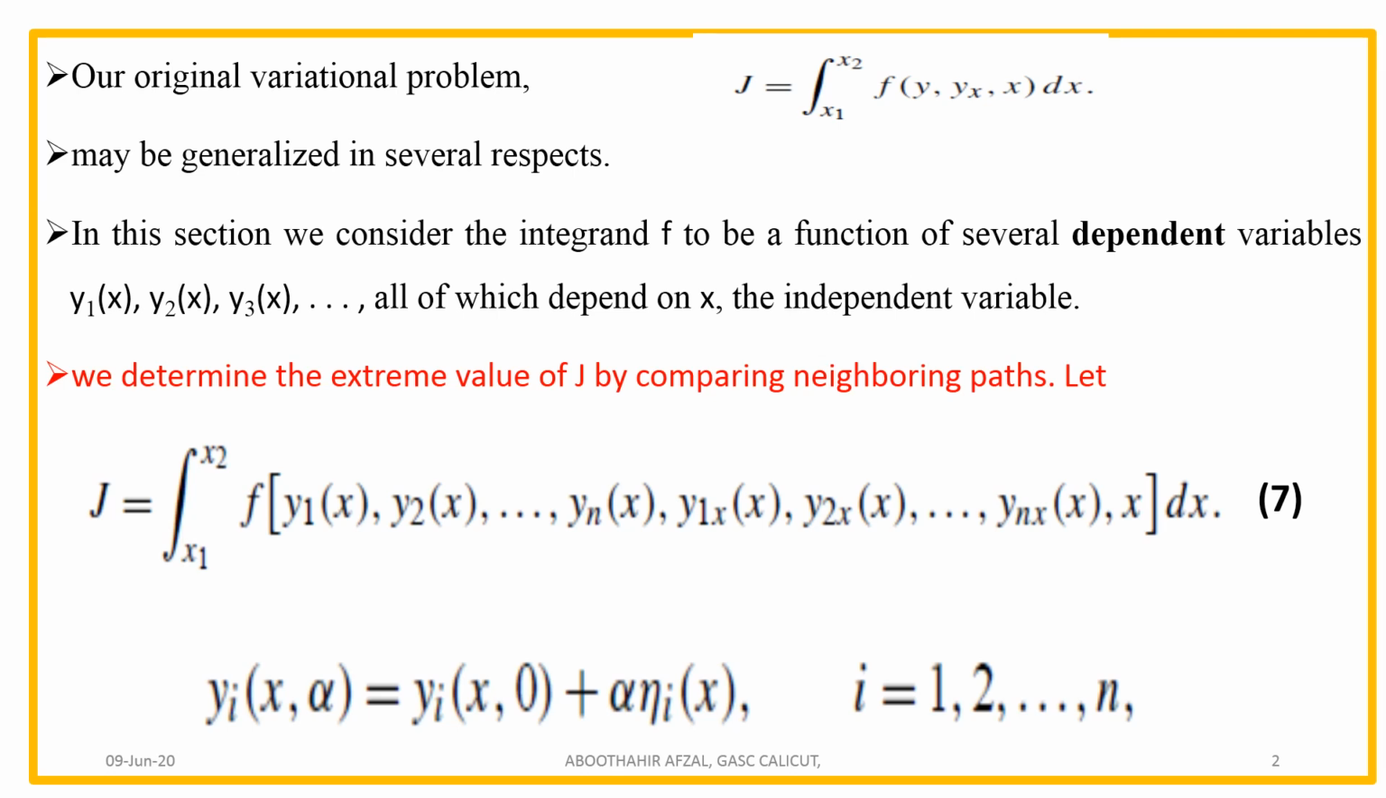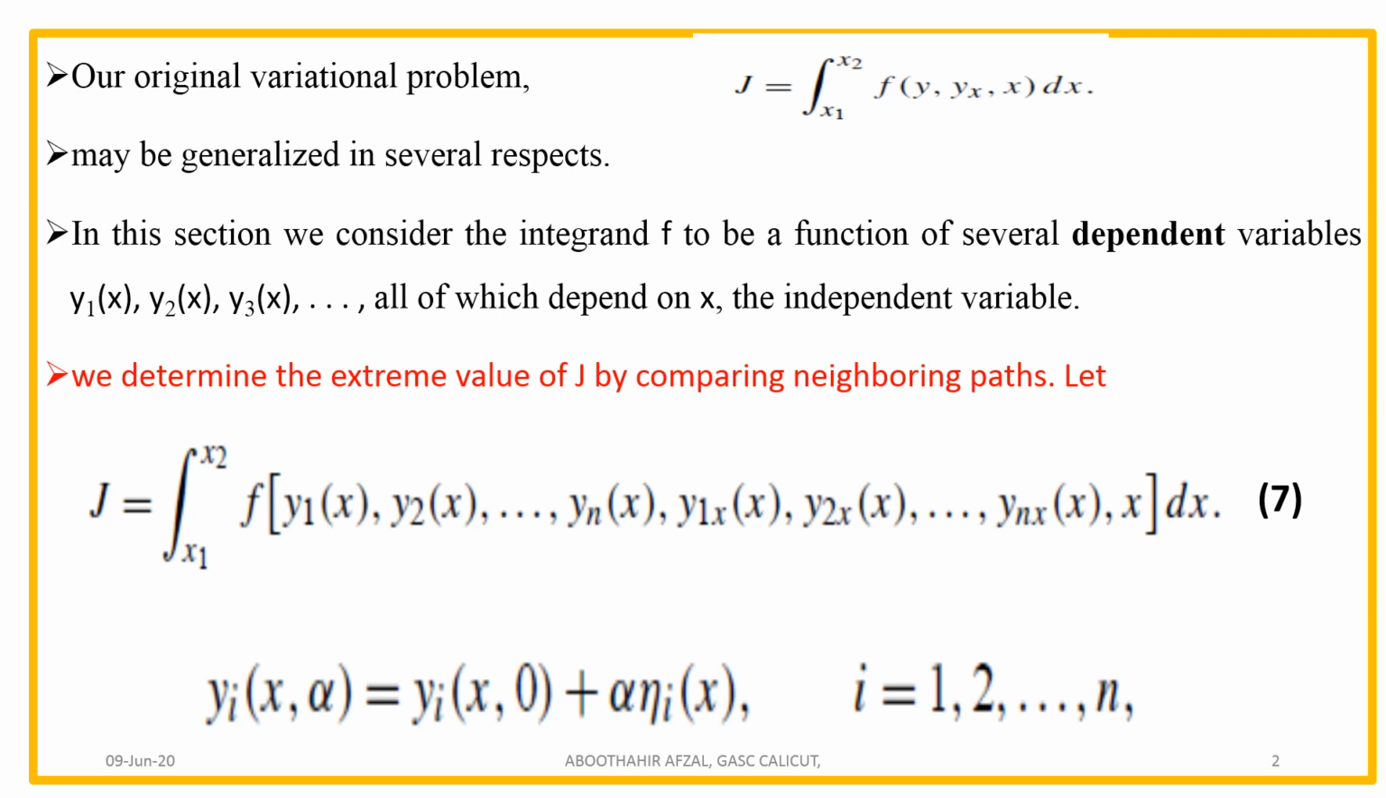Similarly, if there are many dependent variables y, correspondingly there will be the same number of differentials of y. Like if I have y only, I have f of y, y_x and x. So if I am having n number of dependent variables, the variational problem will become J is equal to the integral from x1 to x2 of f of y1, y2, y3, etc., up to yn, and the differentials y1x, y2x, y3x, etc., ynx, comma x, dx.